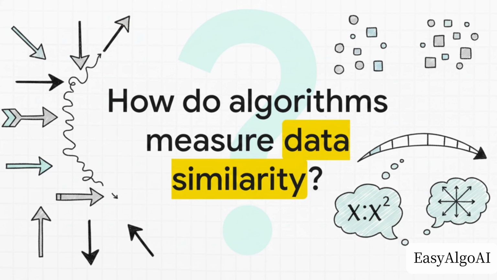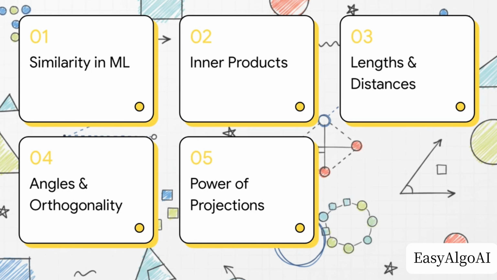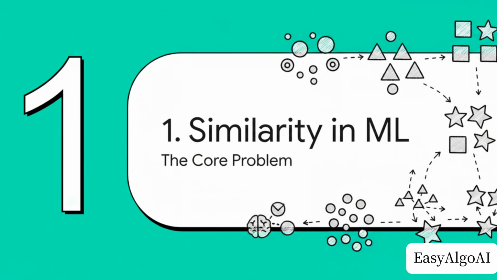To answer that, we really need to build a firm bridge between abstract algebra and physical geometry. Here's how we're going to break this all down today. First, we'll look at similarity in machine learning. Then, inner products, which is basically our engine. After that, we'll tackle measuring lengths and distances, move on to angles and orthogonal vectors, and finally, wrap up with the power of projections. All right, let's kick things off with Section 1, Similarity in Machine Learning.